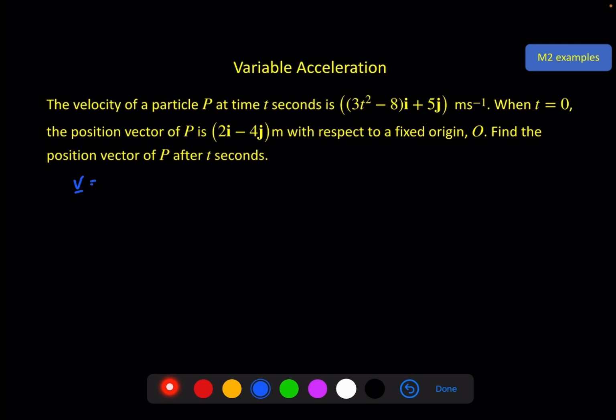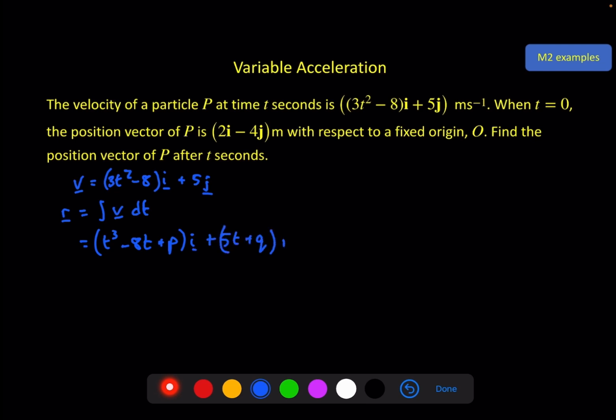We know that v is equal to (3t squared minus 8)i plus 5j, and the position vector is the integral of that. So we've got (t cubed minus 8t plus p)i plus (5t plus q)j. That's the general solution. For the particular solution, we need to put in the boundary conditions.